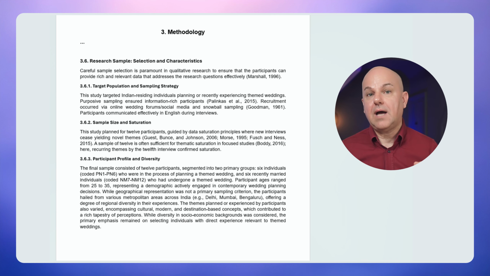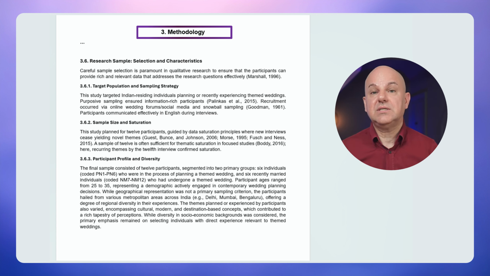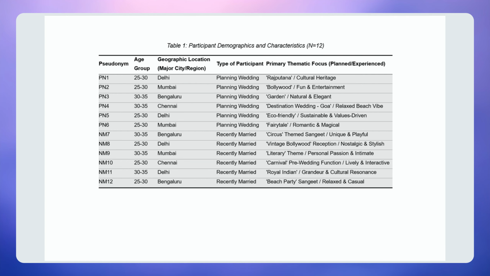The first example comes from a qualitative dissertation, and in chapter 3 of this dissertation, the student addressed methodology issues. In section 3.6, it specifically addresses sampling, and within this section there is a subsection, 3.6.3, which addresses participant profile and diversity. And this is where the characteristics of the sample are summarized. This description, this analysis of the characteristics of the sample is supported by a table, which in most cases is really helpful.